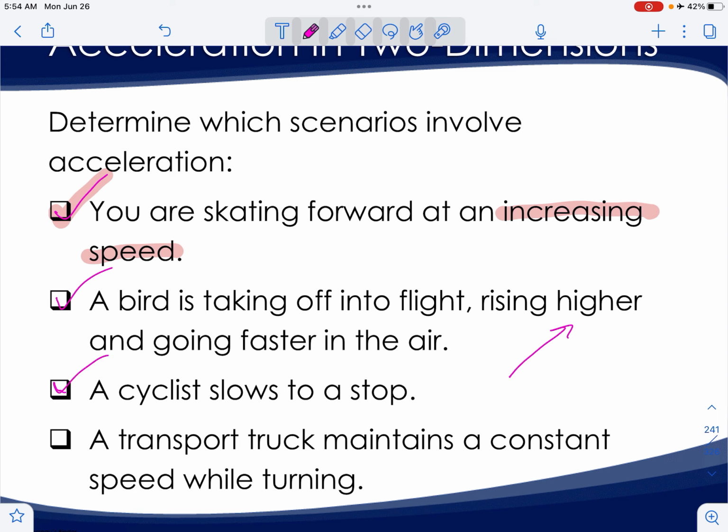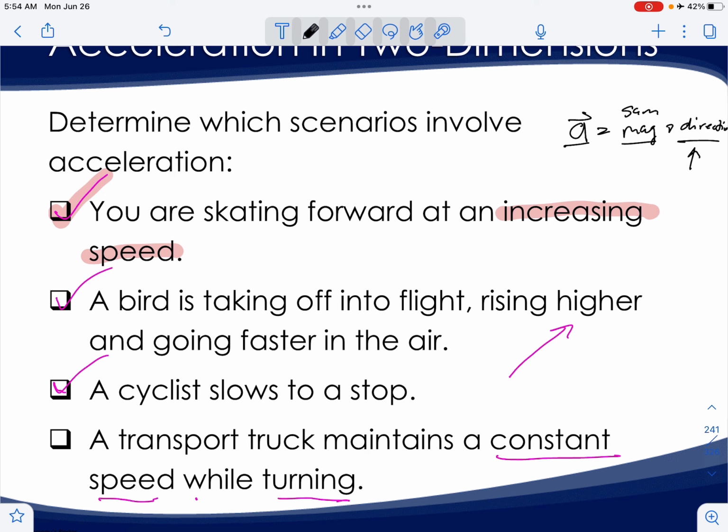And a transport truck maintains a constant speed while turning. So notice here, it's a constant speed. So that would mean that it's not acceleration, however, it's turning. Now, when you're talking about acceleration, remember acceleration is a vector. And since it's a vector, it has a magnitude and a direction, okay? And so both of these would have to stay constant in order for there to be no acceleration.